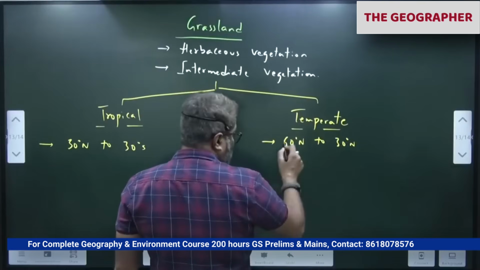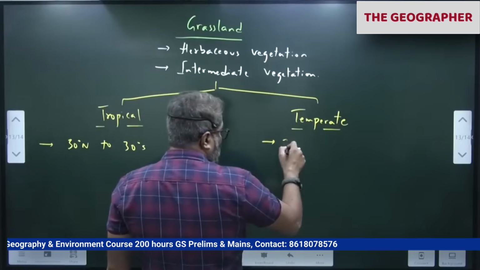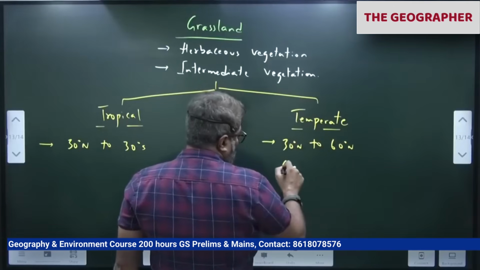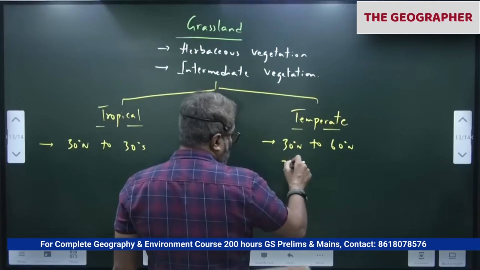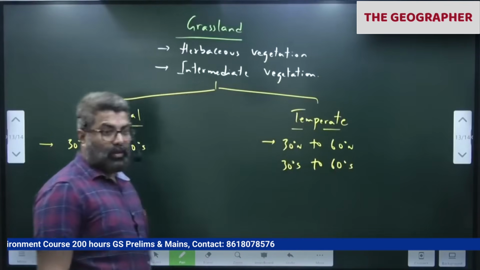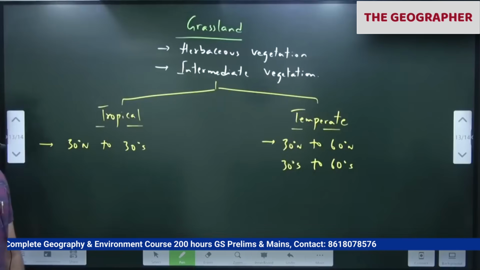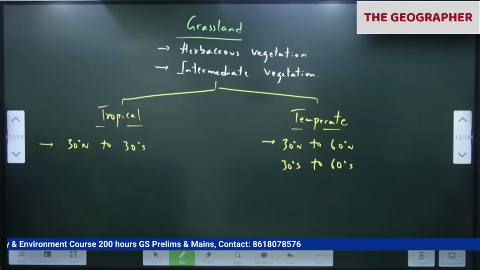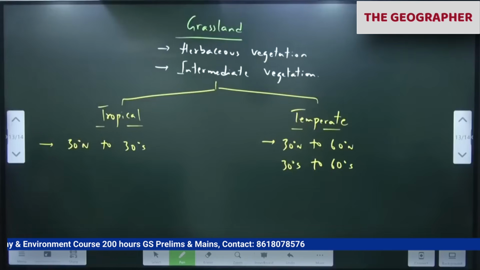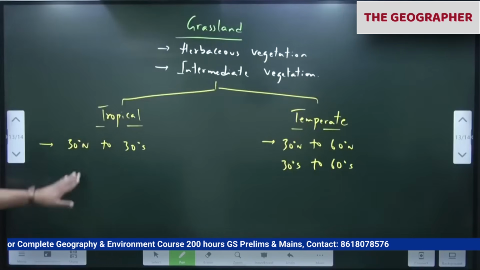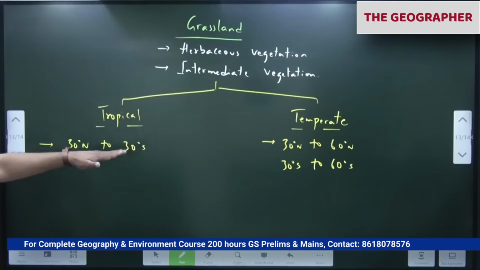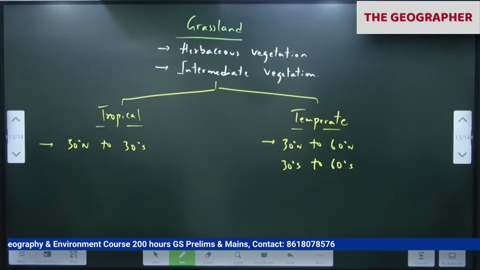Okay, I should have written 30 first. 30 north to 60 north, 30 south to 60 south. Tropical, temperate. So location wise, all of you know where they are found. Tropical grasslands are found between 30 to 30. All of you know the parallels. That is from 30 to 60, north and south.